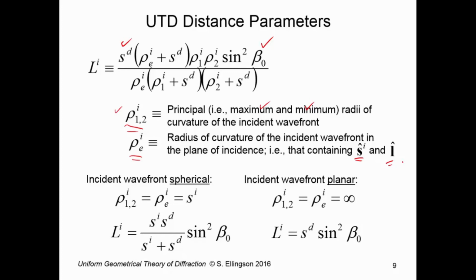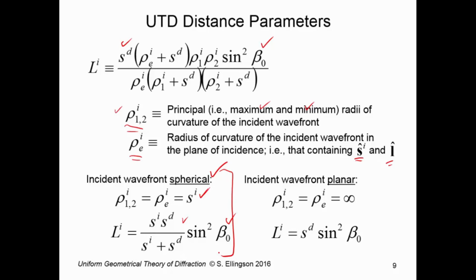Now, at first glance, that may seem overwhelming, but in fact, it usually gets much simpler than that. For example, if the incident wavefront is spherical, then all 3 of these radii of curvature are simply equal to the distance between the source and the diffraction point, because a spherical wavefront has equal radii of curvature no matter what plane you consider. In that case, the L parameter, for instance L super I, is simply given as this thing, S super I, S super D over the total path length, S super I plus S super D, sine squared beta naught. So in the case where the incident wavefront is spherical, this expression gets very simple.